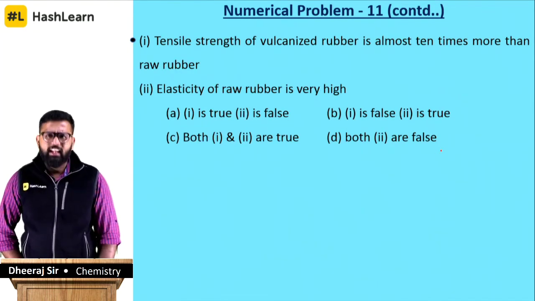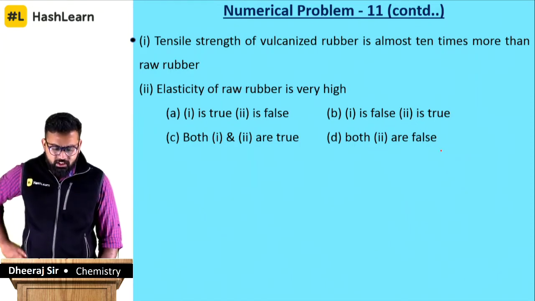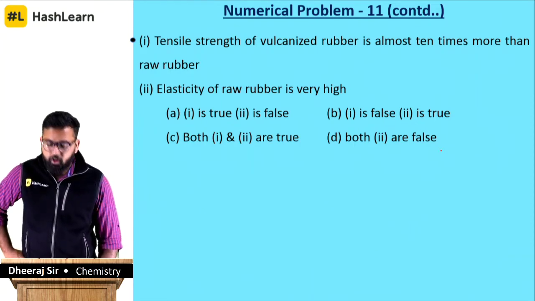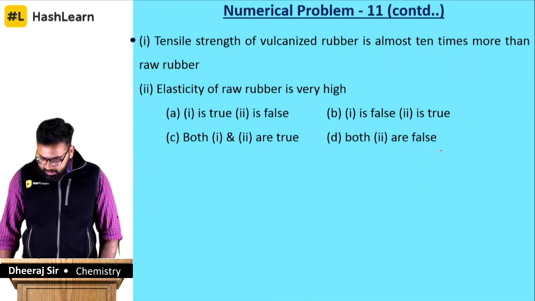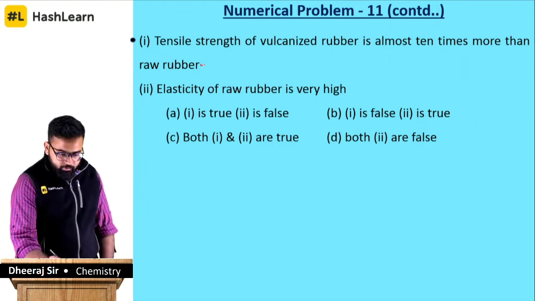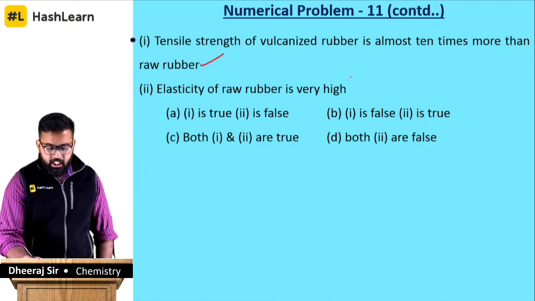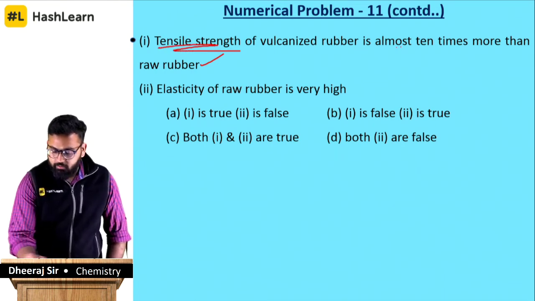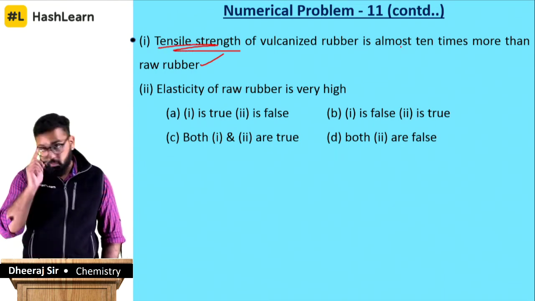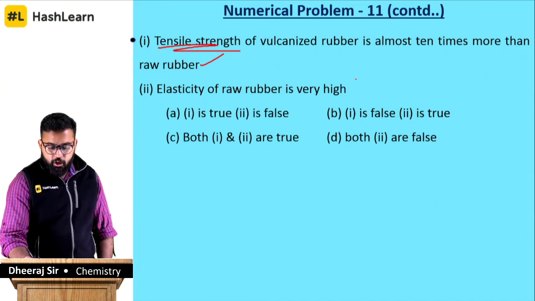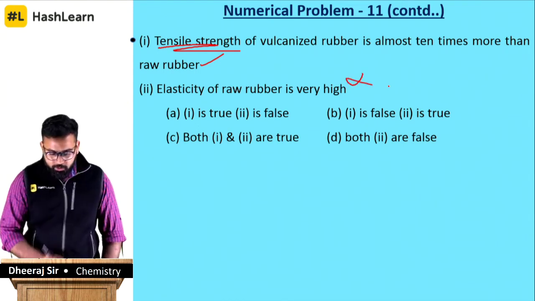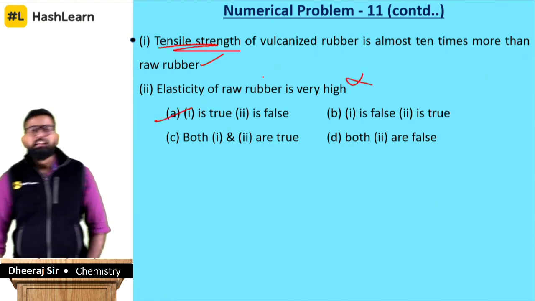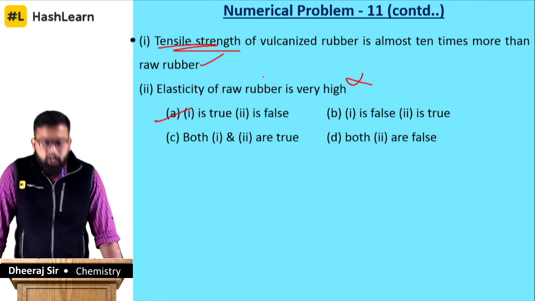Tensile strength. Tensile means elasticity. So elasticity of vulcanized rubber is almost 10 times more than raw rubber. That is the right statement. Elasticity of raw rubber is very high. He has told that tensile strength of vulcanized rubber is 10 times more than raw rubber, which is true. Elasticity of raw rubber is very high is wrong, which means statement 1 is true and statement 2 is false. It has to be option A.